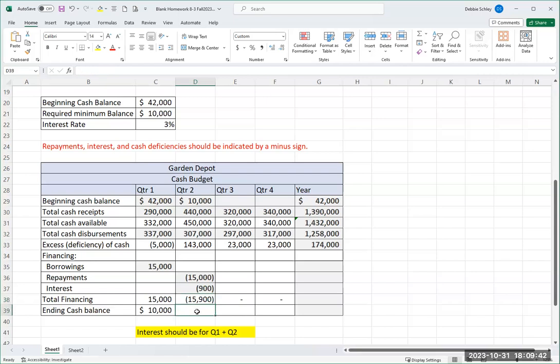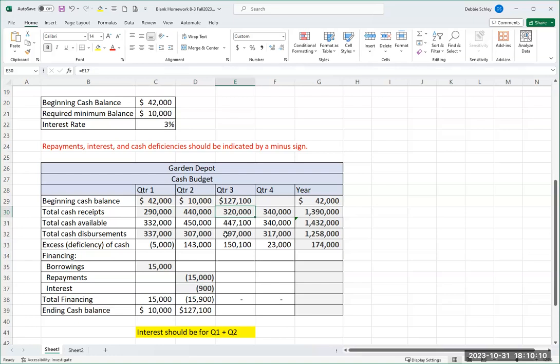$15,900. Now, again, I'm going to take the excess or deficiency of cash, and I'm going to add the negative number, which will really subtract it. And so I have $127,100. And again, this ending cash balance becomes the beginning cash balance of the next quarter. And so I put that there, and there's my receipts.